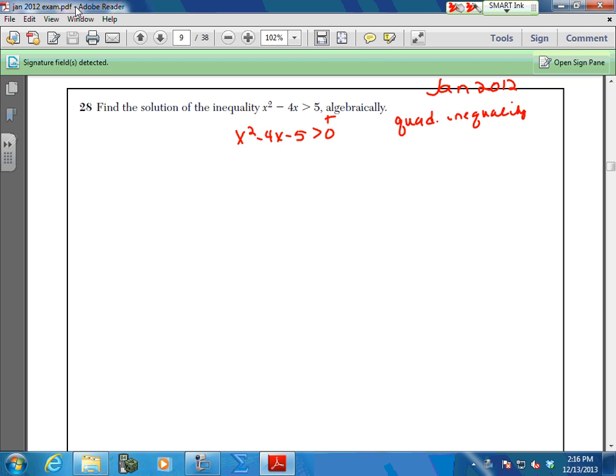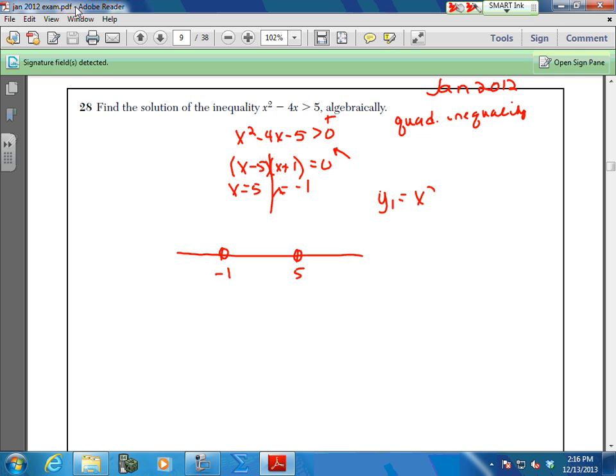So the first step we do is find the critical values. We factor. Set it equal to 0, find the critical values. On your number line, lay out your values. Here's -1, here's 5. If that inequality does not have an equal sign, which it does not, leave open circles. Now, in your calculator, in your Y1, you put this in.